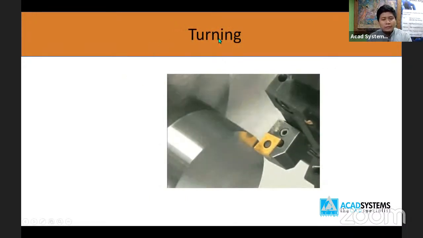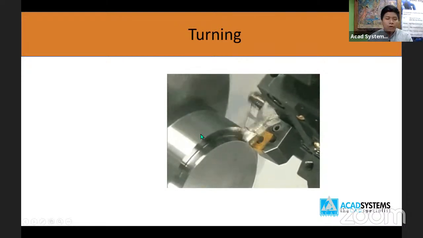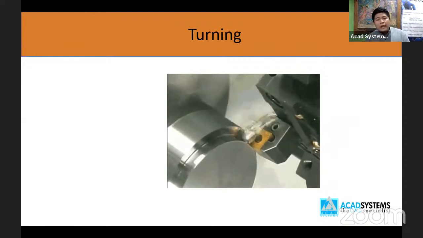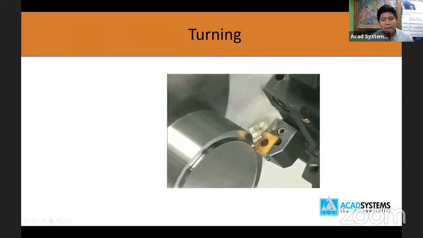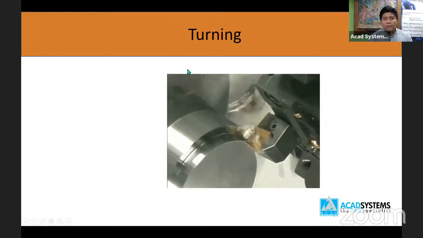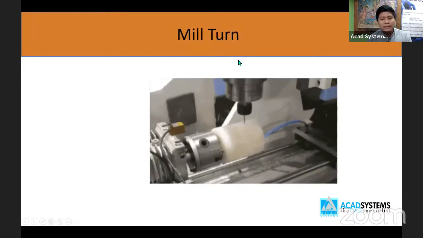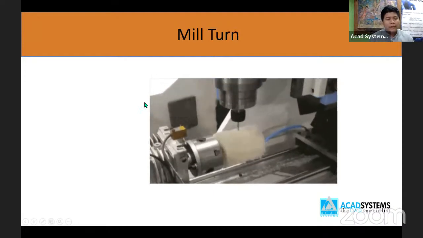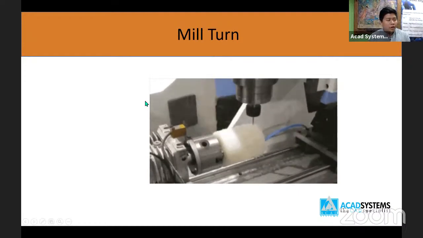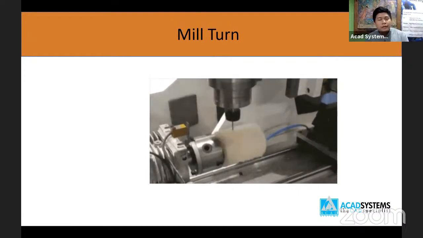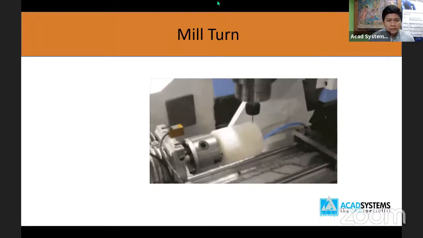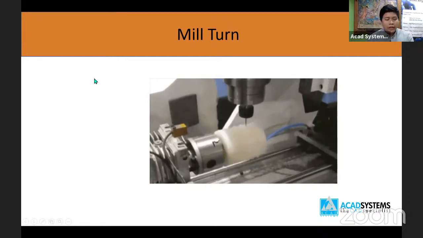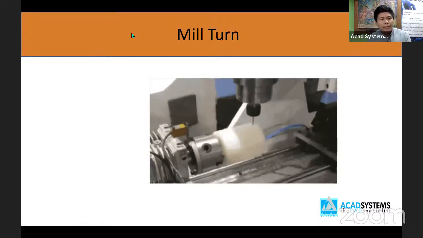The third is turning. Turning means you lock one side and make sure the spindle spins, and the tool cuts from the side. That is how turning works. The last one is Millturn, which is a combination of mill and turning. Those are the types of CNC. There are many more, such as 3+2 machines, 5-axis machines, and in some cases you might deal with 4-axis and 6-axis machines. There are a lot more types of machines.